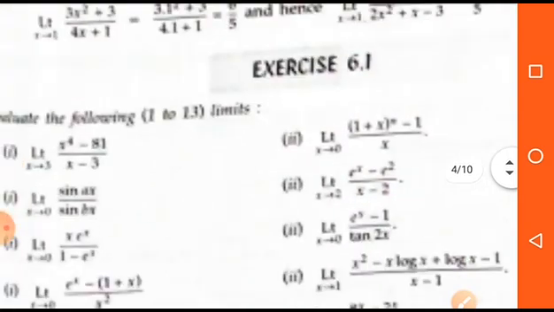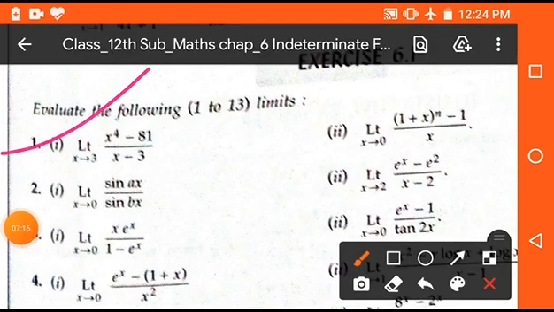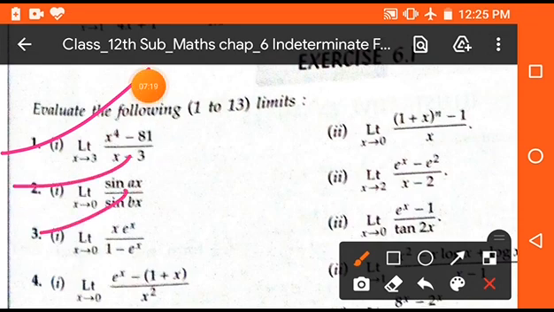Now students, exercise 6.1 just depends on the L'Hospital rule. You can see any question and you can solve any question with the help of L'Hospital. There are some questions and all are important questions. Here this is an important question, this is also an important question, this is also an important question. So you can solve these important questions with the help of L'Hospital, because if the function is not defined, then you will have to only differentiate numerator and denominator. Clear? Okay, students.